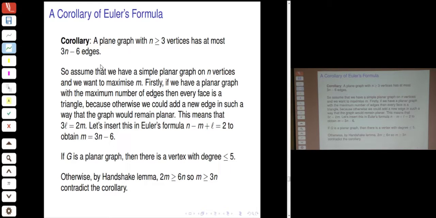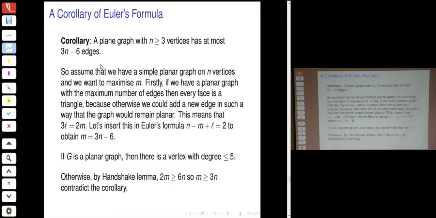So a planar graph with n vertices has at most 3n minus 6 edges. Why? Let's see. It gets the most edges if every face is a triangle, because if you have a polygon as a face, you can keep adding edges so that you can have more. Now, if it's maximal, then every face will be a triangle. So let's take a planar graph with the maximum number of edges, and then every face is a triangle, right? Otherwise, you can add edges and increase it.